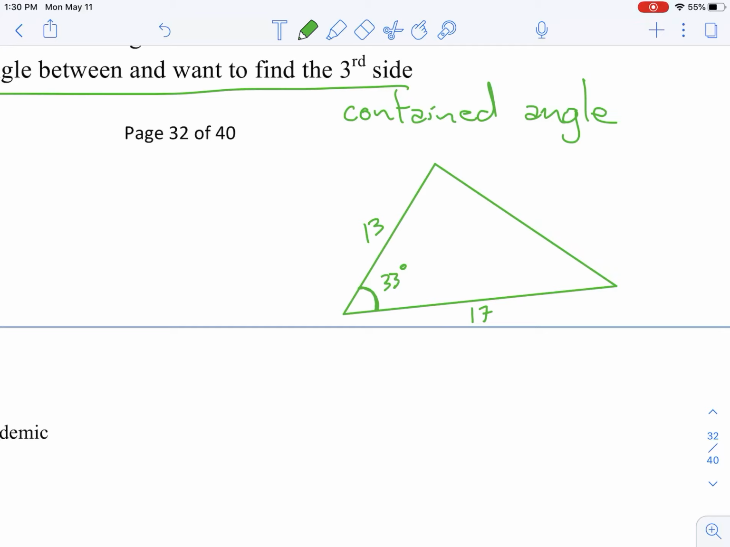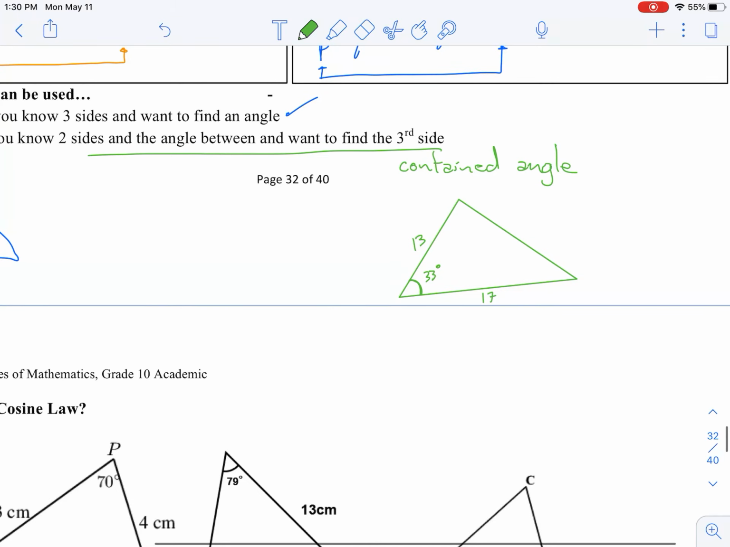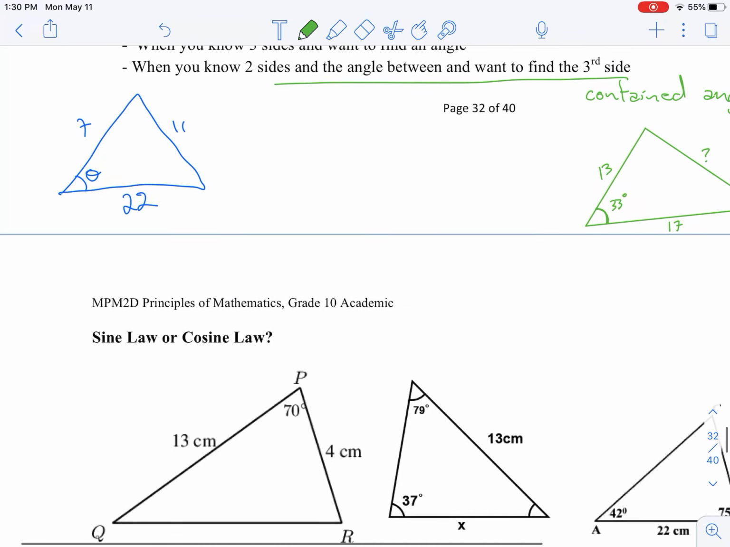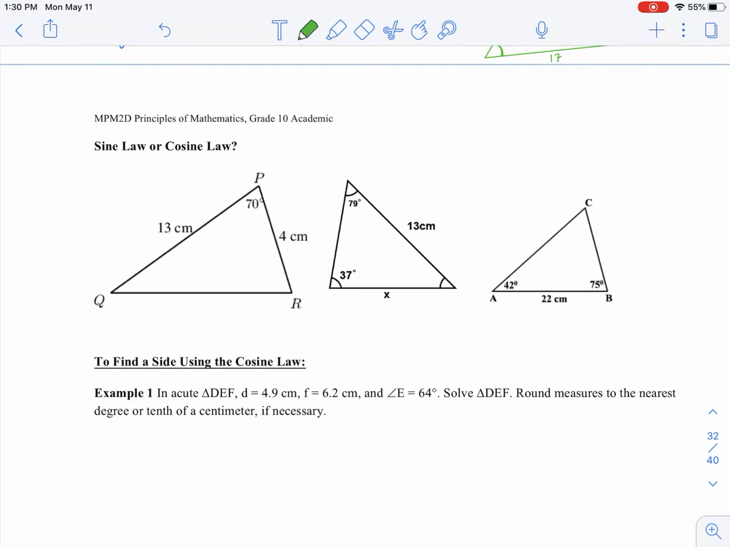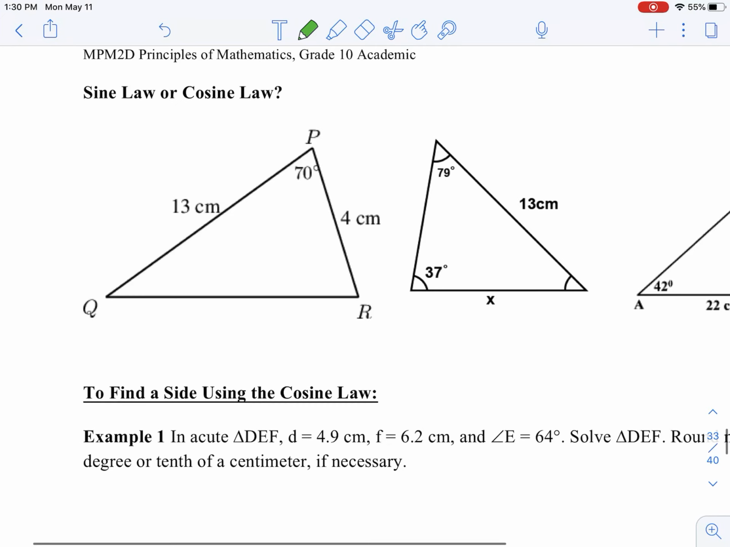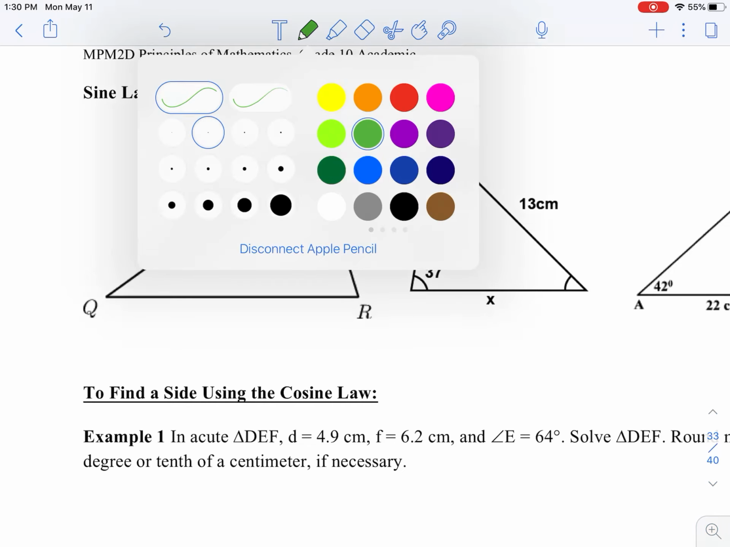We can't use sine law for this. I'm going to show you why, but we can use cosine law for this, and I'm going to show you how. And we'd be able to solve for a missing side. Let's say we wanted to solve for that side over there. So those are the two times we're going to use cosine law. Cosine law is a little bigger, a little uglier than our sine law. It takes a little bit more work, and there's a little bit more room for error. So if we don't have to use cosine law, if we can use sine law, we always use sine law. It's just quicker, easier, less room for error. But there's certain circumstances where we have to use cosine law.